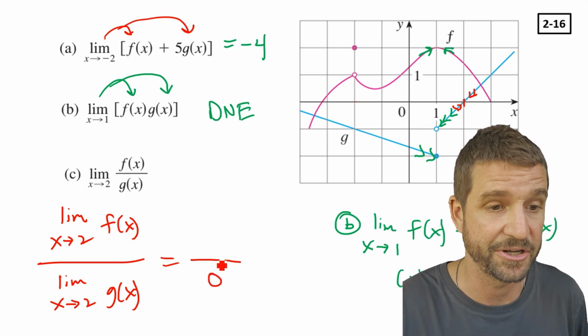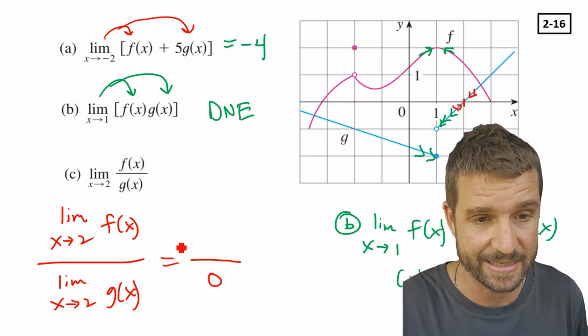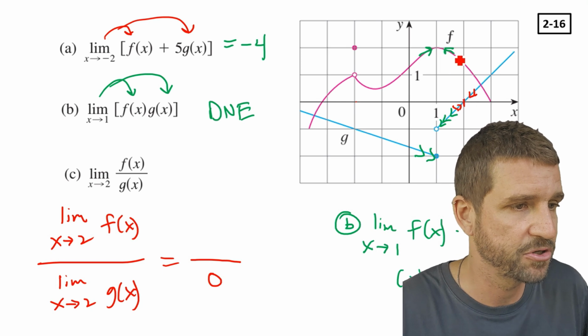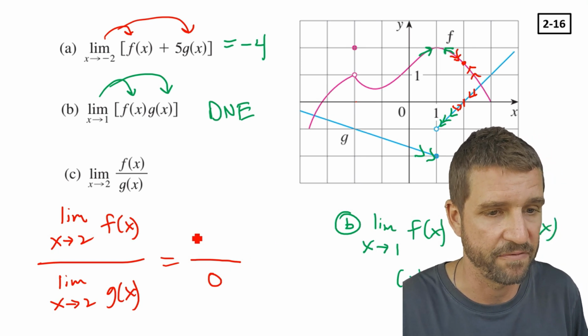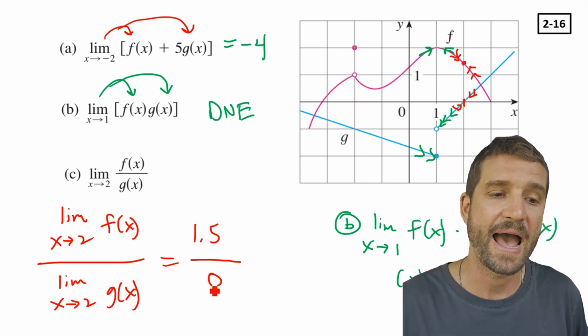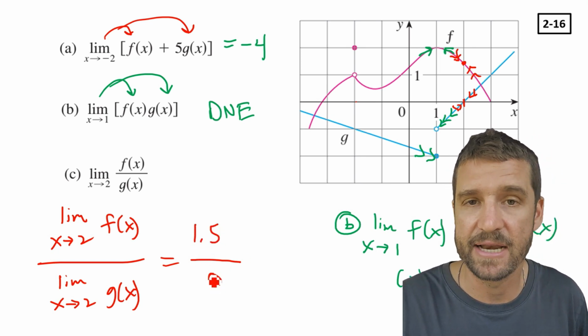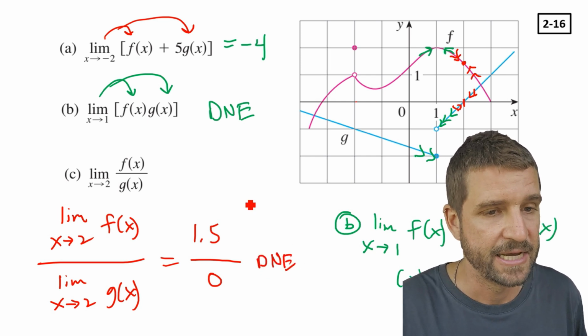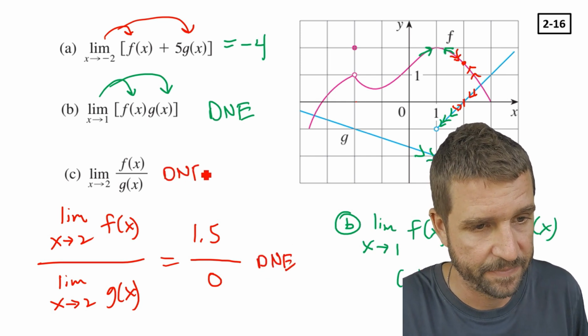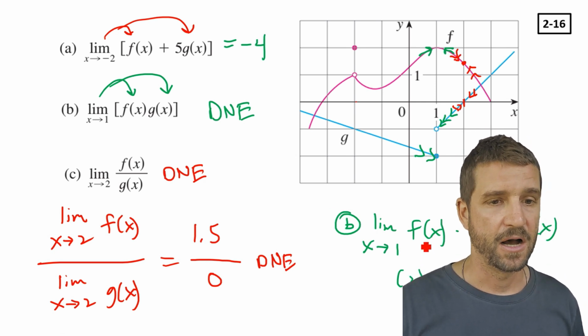That's already not looking good. We have a 0 in the denominator. The limit as x approaches 2 of f of x, well, that one's fine. As x approaches 2, that looks to be about 1.5. But we have a 0 in the denominator, okay? So this one also does not exist, okay?